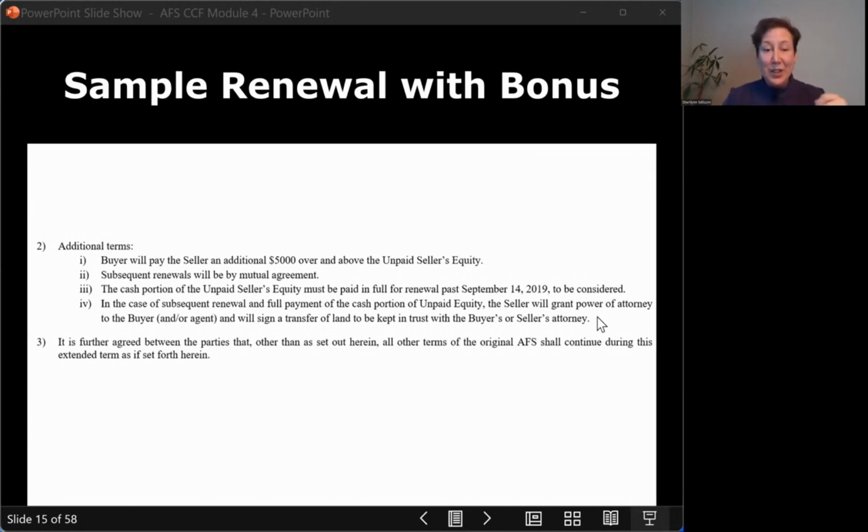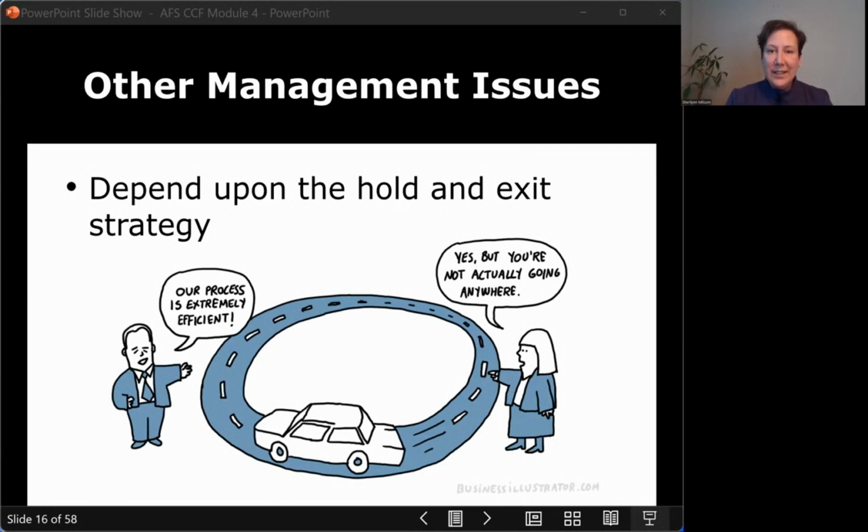So we wanted to have executed transfer of land on hand, and then that way they could just be done with it, wash their hands of it, and still we could continue with the renewal if we needed to, but we didn't. The big thing is, as long as you're still creating those win-win situations where it's still working for your seller, then pretty much anything can be negotiated. Now, other management issues will depend on the type of hold of the property and exit strategy that you have.